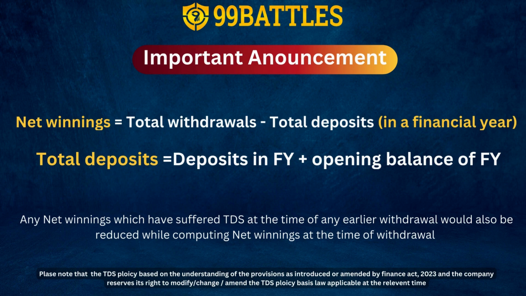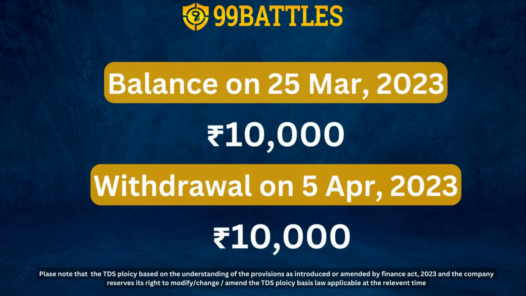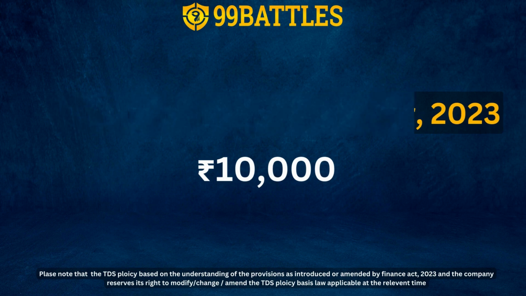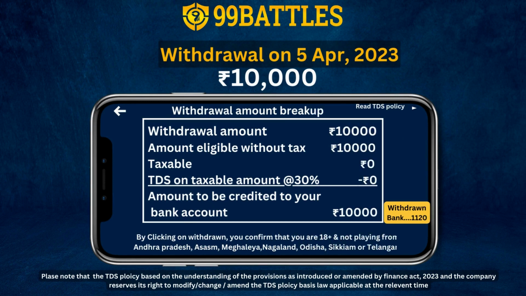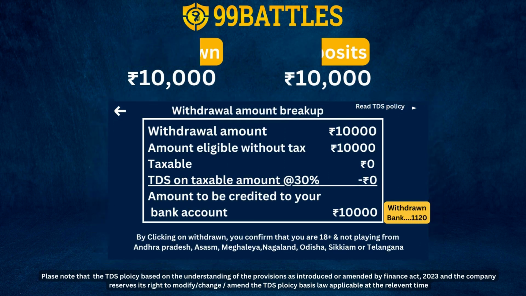So let's see how TDS calculation is done using the TDS rule under different scenarios. Scenario 1: I have a balance of Rs 10,000 in my account on March 25, 2023 and I withdraw it on April 5, 2023. On April 1, 2023, Rs 10,000 will be considered as your year opening balance, which will be considered as deposits in TDS calculation. If you withdraw this Rs 10,000 on April 5, 2023, no TDS is applicable as your net winning is zero: withdrawal is 10,000 and deposits is 10,000.